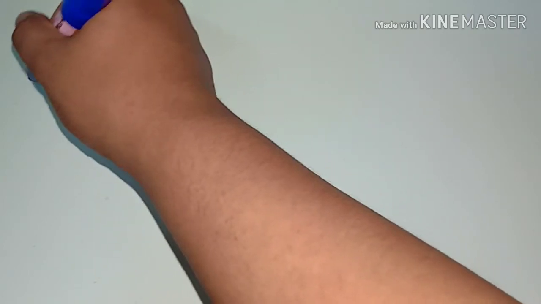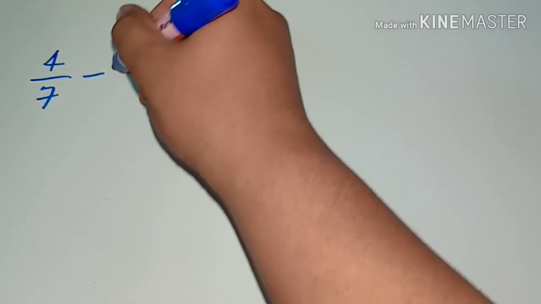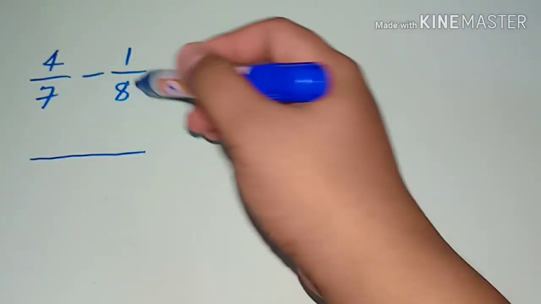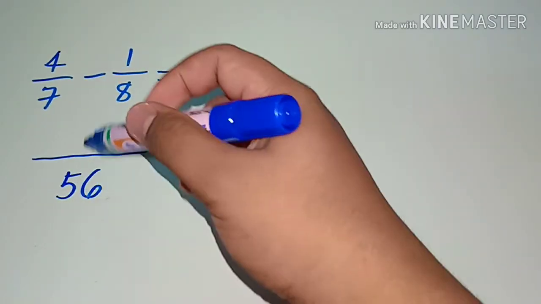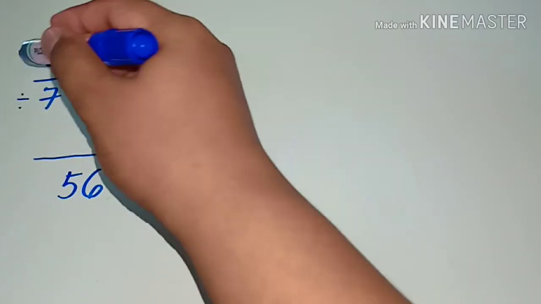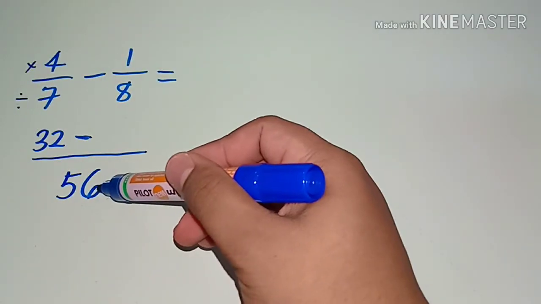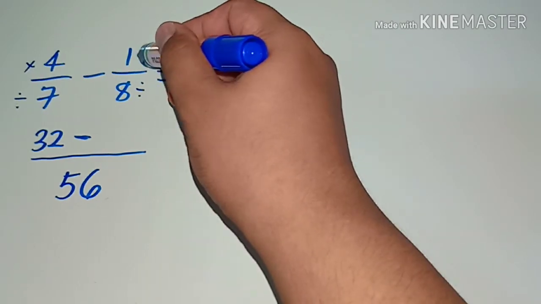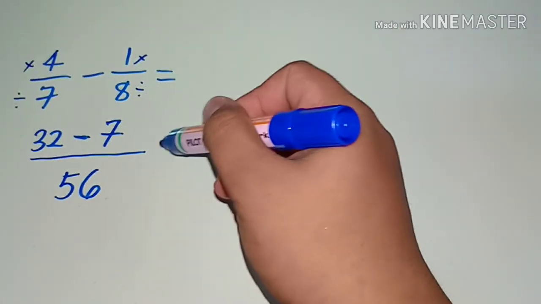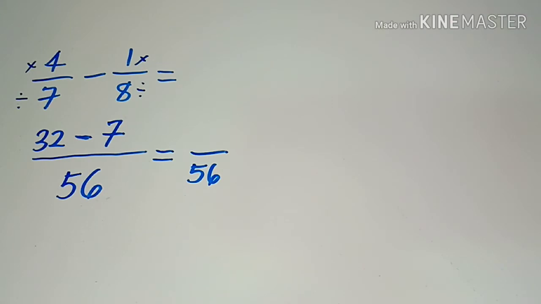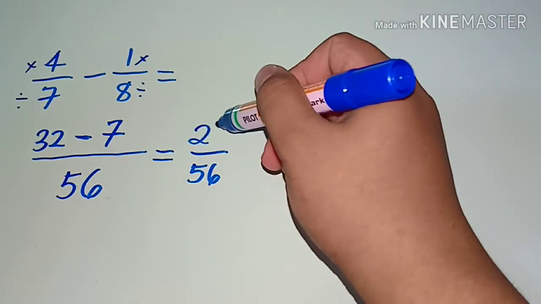Another example is, what if we are subtracting 4/7 minus 1/8 equals, so by using LCD or finding their common multiple, or you can just multiply that, 7 times 8, that will give you 56. Then 56 divided by 7 is 8 times 4, that is 32. Copy the subtraction sign. 56 divided by 8 is 7 times 1 is equal to 7. So just copy the denominator and subtract the numerator. 32 minus 7 is equal to 25.